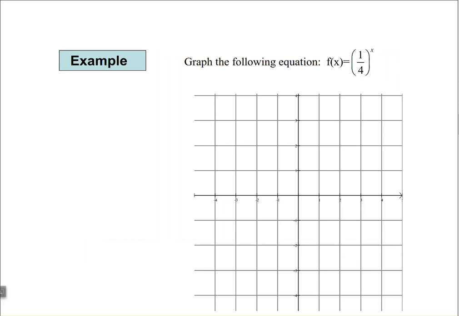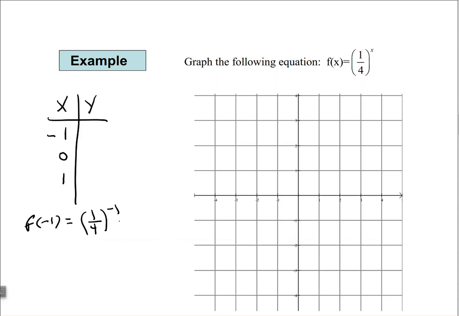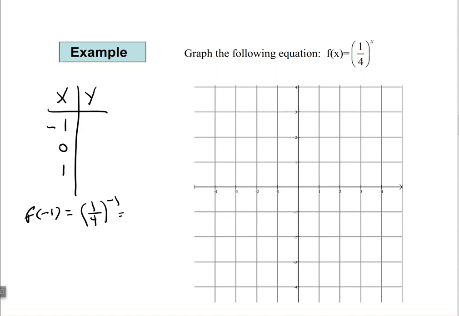All right, so to graph this equation, f of x equals 1/4 to the power of x, let's make a table. So let's choose -1, 0, and 1 just for this particular graph. If I let x equal -1, then I have f of -1, which is 1/4 to the negative first power. To make that exponent positive, we use the reciprocal property of exponents. So that's the same thing as 4 to the positive power of 1, which equals 4.